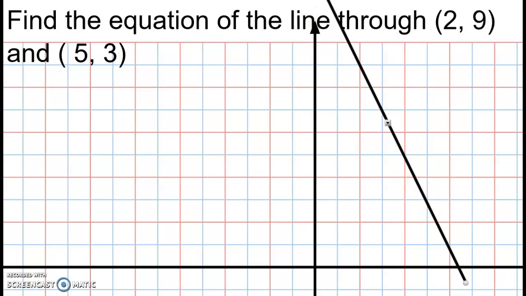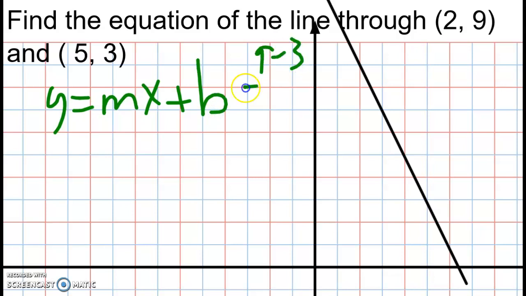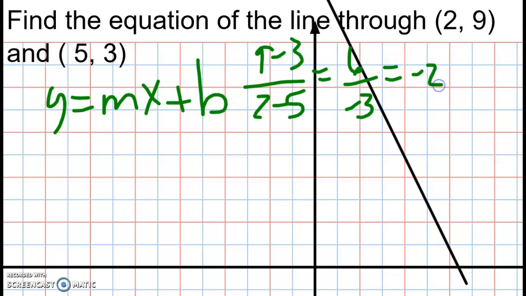I don't have the slope or the y-intercept. Okay, I would like to know the slope, and I would like to know the y-intercept. Well, I can find the slope by subtracting the y's and subtracting the x's. So that gives me 6 over negative 3. I get a negative 2 slope, but I don't know the y-intercept, and I can't guess what it is either. It's up there high, something bigger than 10.